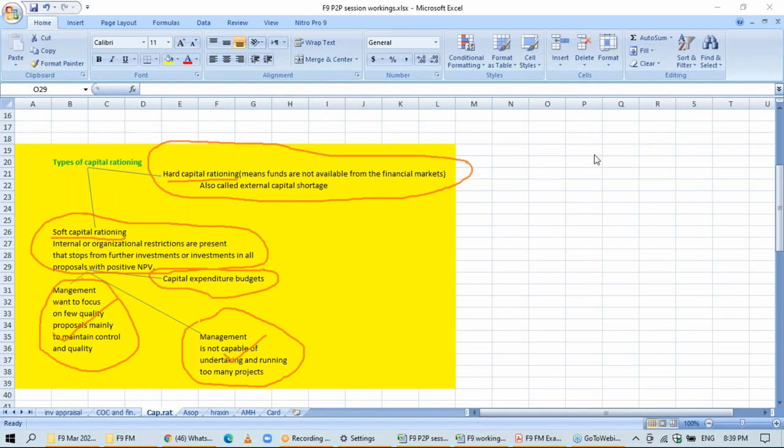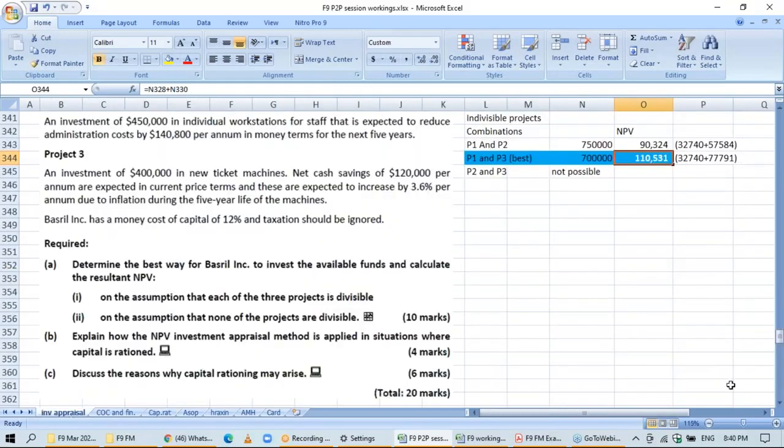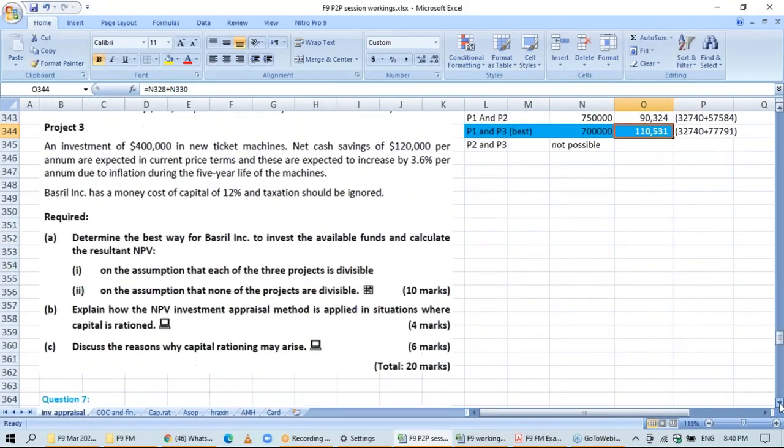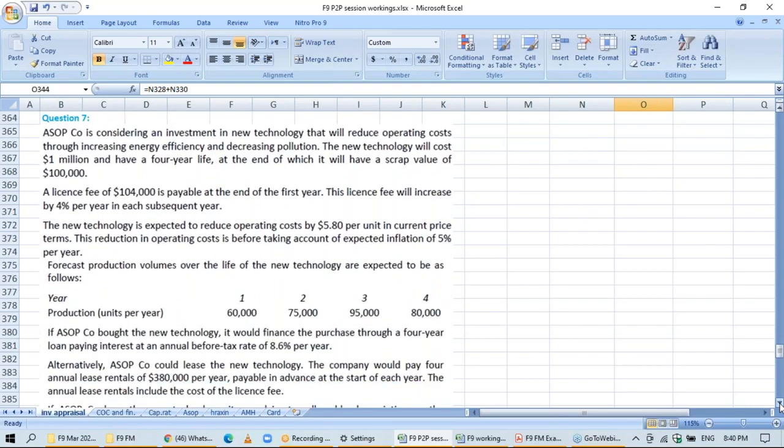Okay, so this was the answer to part C. Now moving on to the next question, which is on lease or buy decisions. So the next topic which will be covered is lease or buy decisions. So students, question number 7. Please go through the question.